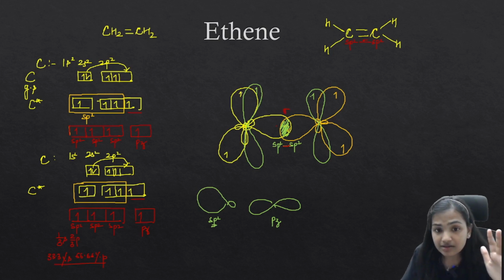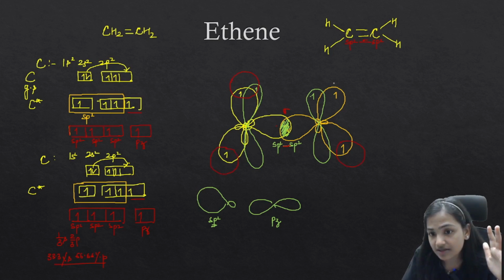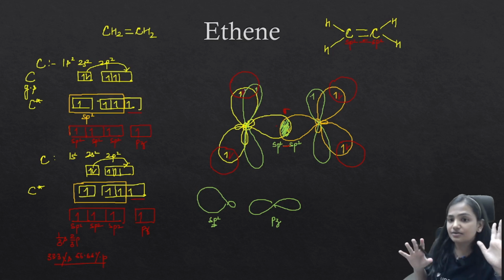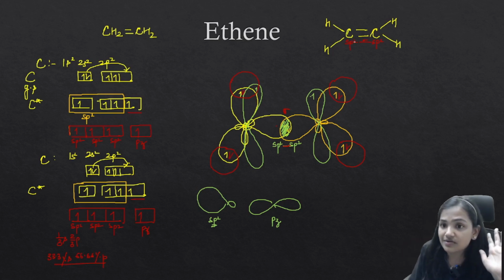Now here we have the other hybrid orbitals, the other sp2 and the hydrogen. Hydrogen will be having its 1s orbital. So 1 electron from the hydrogen will be shared. So what type of overlap is this? sp2 and s overlap. All are sp2 and s overlap. Okay.